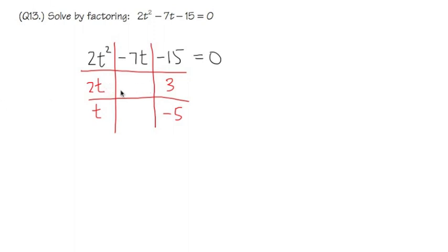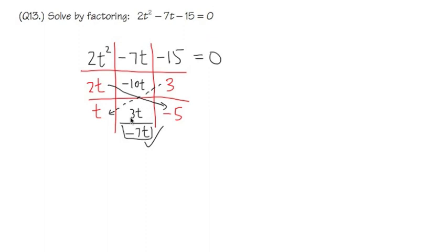To check this, we are going to take the 2t times negative 5, and 2t times negative 5 is negative 10t. Let's put down the result right here. And then we are going to multiply the 3 times t. 3 times t is just 3t. After you combine these 2 terms together, you get negative 7t. And this is exactly what you need from the middle box. So we got the right combination.